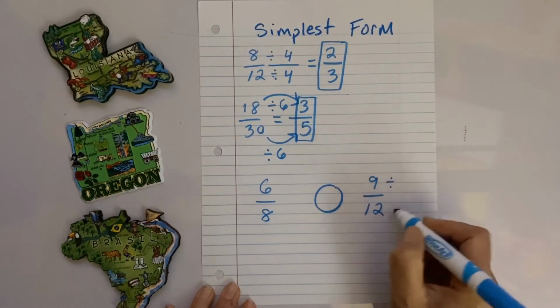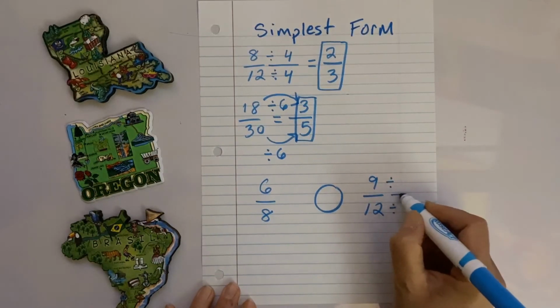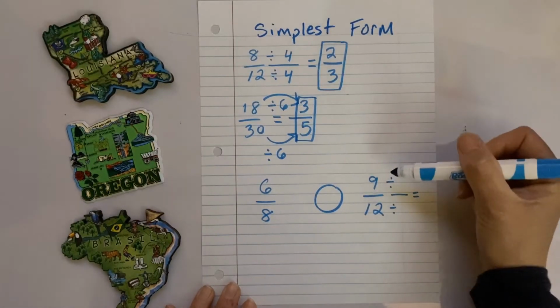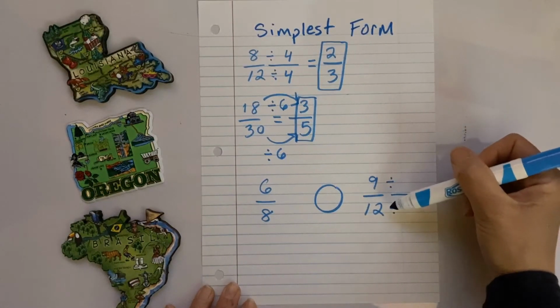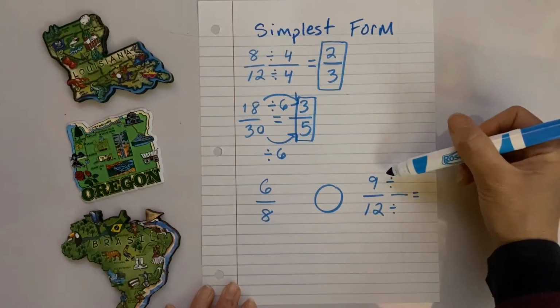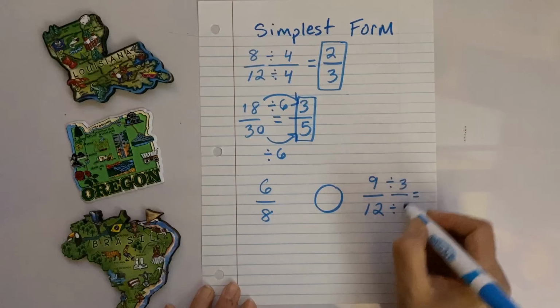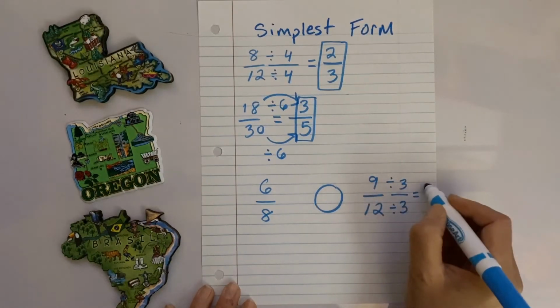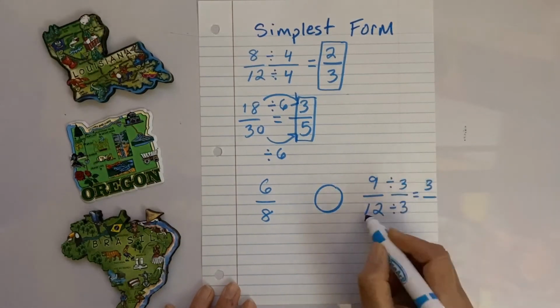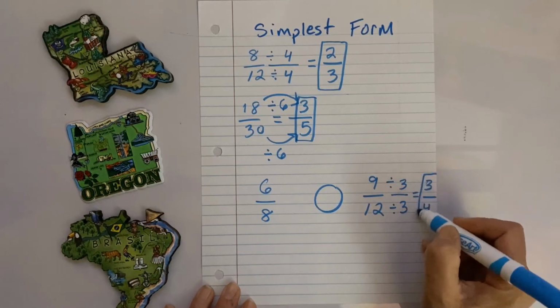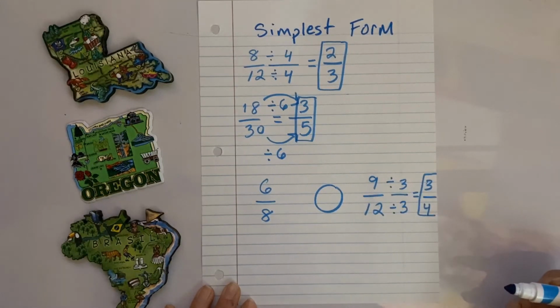So I start over here, or either way, and I'm going to divide them. Let's see, let me start with 9. Can 12 be divided by 9? Nope. Can it be divided by 3? Yes, so that's what I will use. 9 divided by 3 is 3. 12 divided by 3 is 4. So the simplest form over here is 3/4.